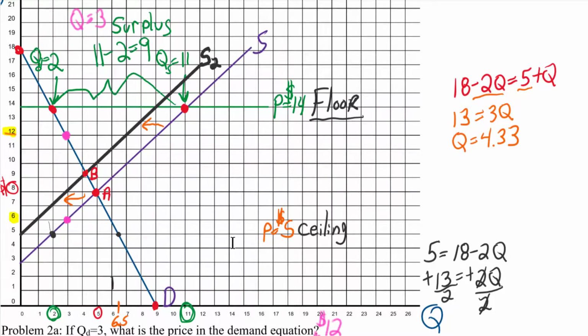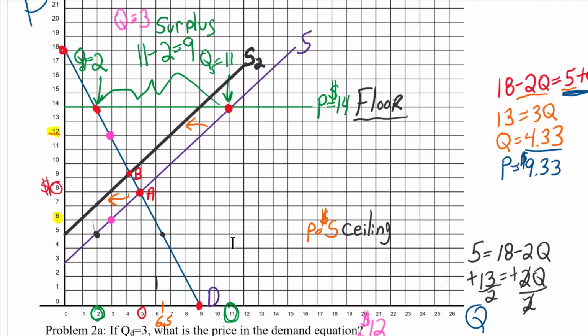And then what price would that be? We plug that Q back into either of these two equations. That's probably the easiest one. And then our price is going to be equal to 5 plus 4.33, or 9.33, $9.33. Let's see if that looks right on our graph. Right, $9.33, 4.33 units. So price goes up, quantity goes down, and what happens to total revenue here?